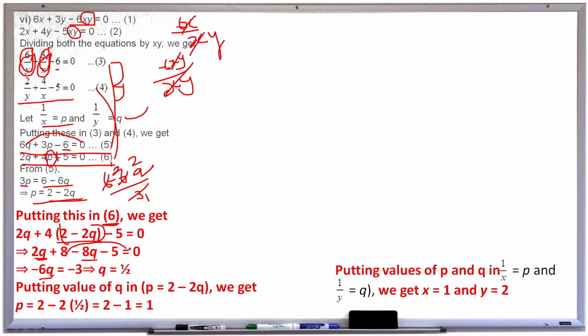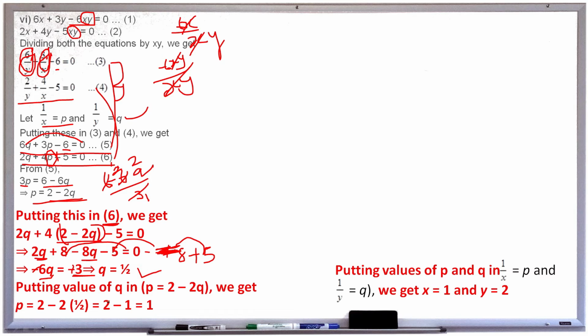You bring 8 to the right hand side, it will become minus 8, minus 5 bring to the right hand side, it will become plus 5. Minus 8 plus 5 will make minus 3. Minus 6q is equal to minus 3, minus will get cancelled. So 6q is equal to 3, q is equal to 3 by 6, which is equal to 1 by 2.